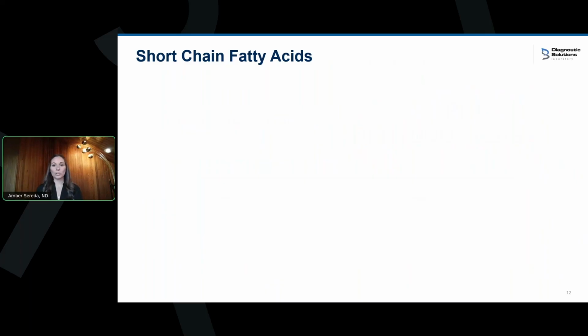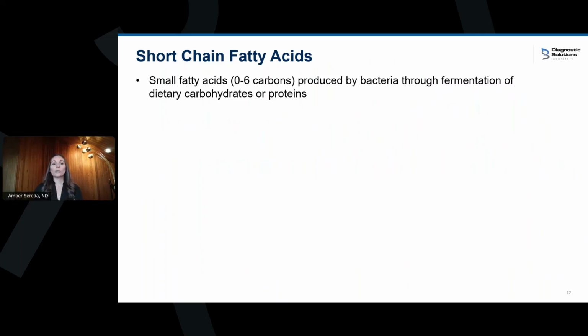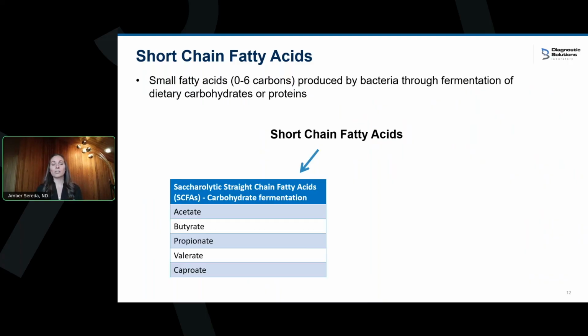Now let's break down our short chain fatty acids. So short chain fatty acids are small fatty acids that are 0 to 6 carbons long, and they're produced by our bacteria, our normal flora, through fermentation of dietary carbohydrates and proteins. So our overall heading here is short chain fatty acids, and we've got two groups underneath this. Our first group is called saccharolytic straight chain fatty acids. And the potentially confusing part about this is that this group has the same abbreviation, SCFA, as that heading, short chain fatty acids. So just keep that in mind when you're looking at the report.